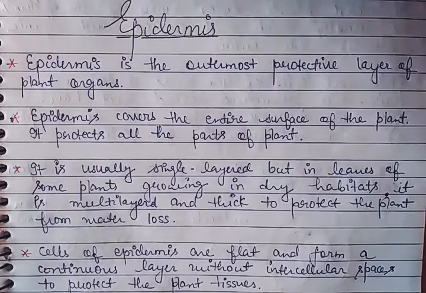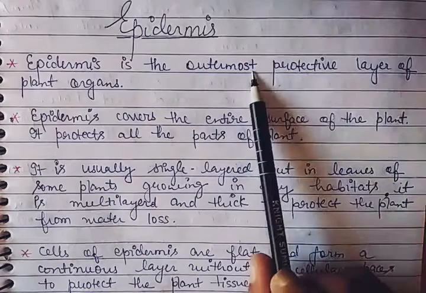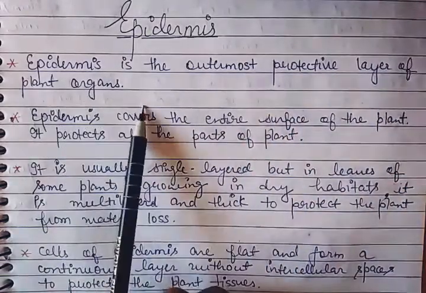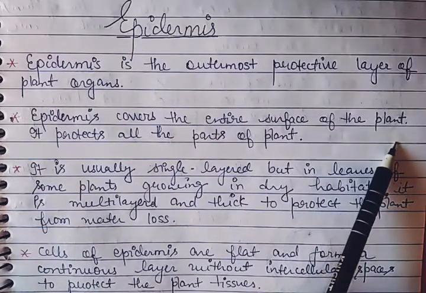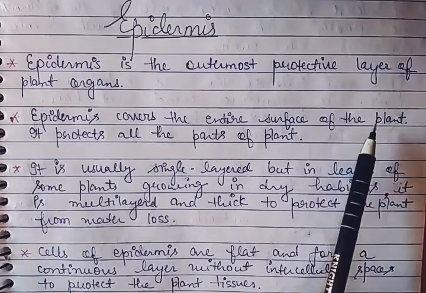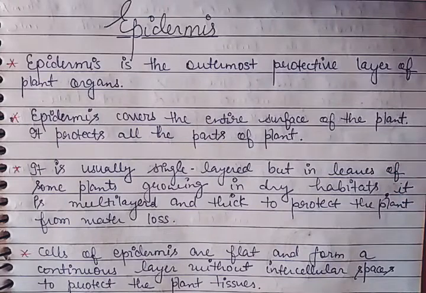So first we will talk about the epidermis. Epidermis is the outermost protective layer of the plant organs, and it covers the entire surface of the plant. You can say that the epidermis is the protective layer of the plant, and it is found on the entire surface of the plant's body. It covers the whole surface of the plant body and provides protection to it.